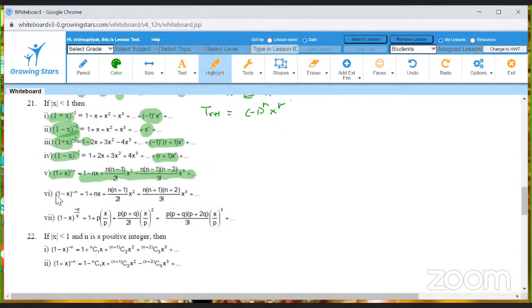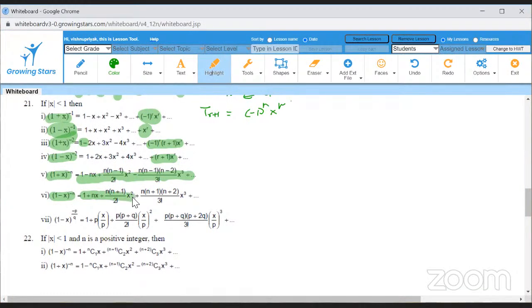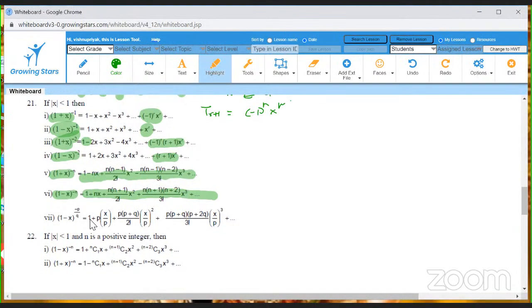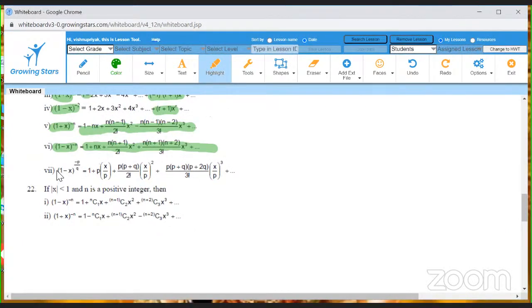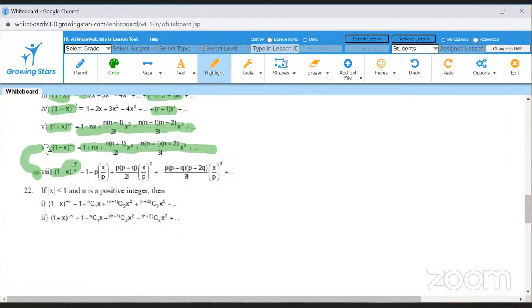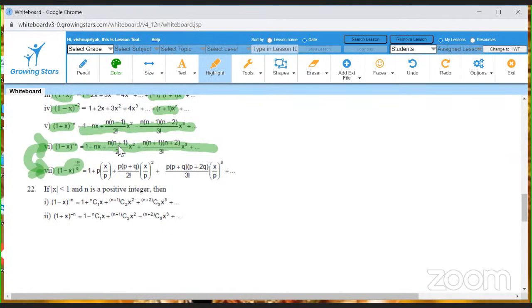Similarly, (1 - x)^(-n), you also have to remember the whole formula. 1 + nx + n(n + 1)/2! x² + n(n + 1)(n + 2)/3! x³, and so on. (1 - x)^(-p/q) will be almost the same as (1 - x)^(-n). The only thing is, in place of n, you will have p/q. n is p/q. Wherever you have n, there you write p/q and get this.